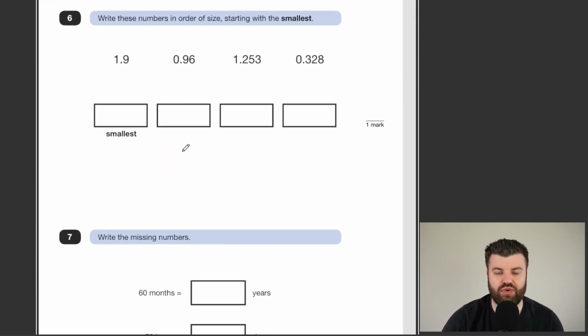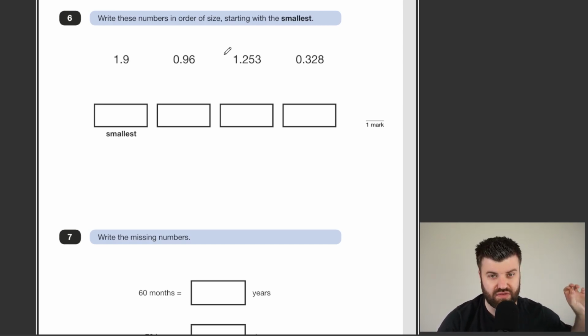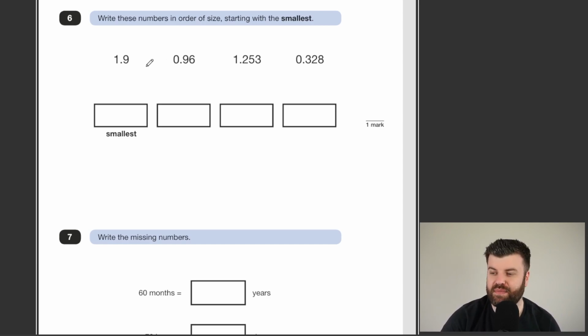Write these numbers in order of size from the smallest. Well, whenever we compare numbers, we start with the place value that is furthest along in terms of the biggest end. So in these numbers, they're decimals. We're going to look at the ones value, and we have zeros and ones. So we have 2 0 values, 0 point, and we have 2 1 values, 1 point.